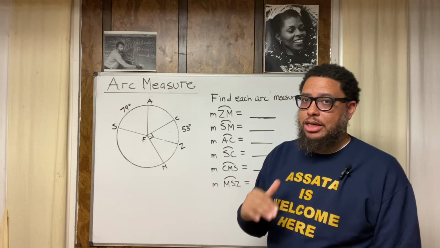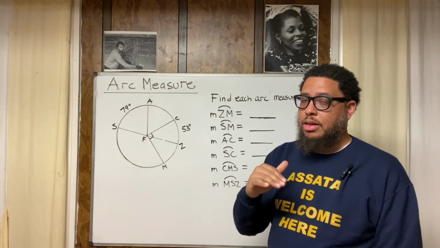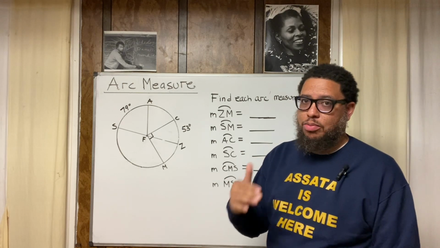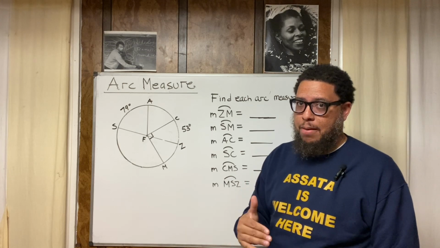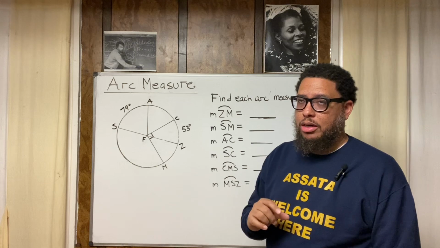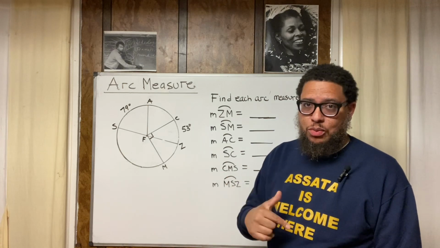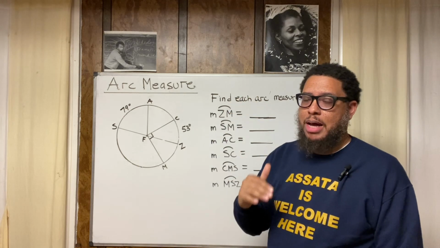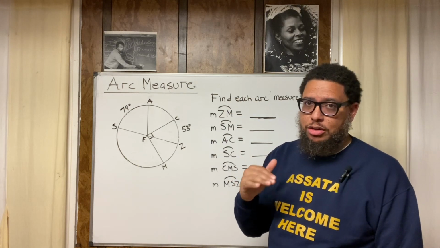Minor arcs are less than 180 degrees. 180 degrees is half of a circle or a semicircle. The prefix semi means half, right? Now, a minor arc, well, I already said that. A minor arc is less than 180. A major arc is 180 or greater. So my understanding is that a semicircle is considered a major arc.